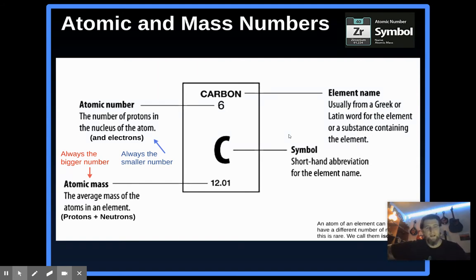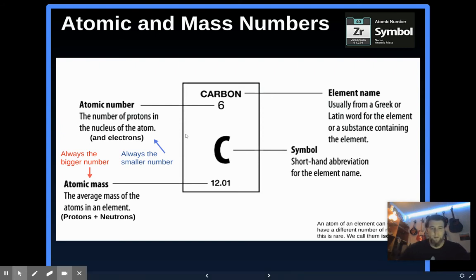But so the atomic number is the number of protons that are in the nucleus of the atom. It defines the atom. So carbon, 6 protons in the nucleus. We can see that this tile also gives us the element name, gives us the chemical symbol. So for carbon it's just C, and then tells us our atomic mass. And so this is the average mass of all the atoms in an element.